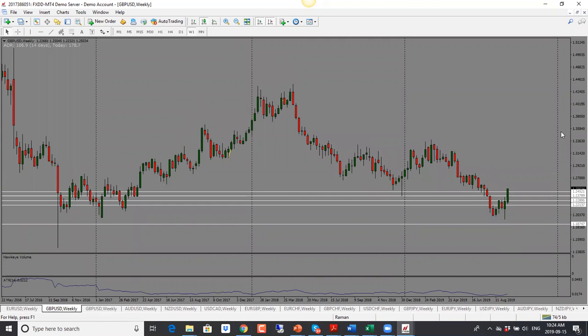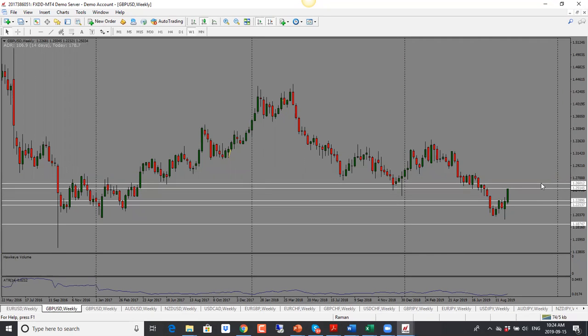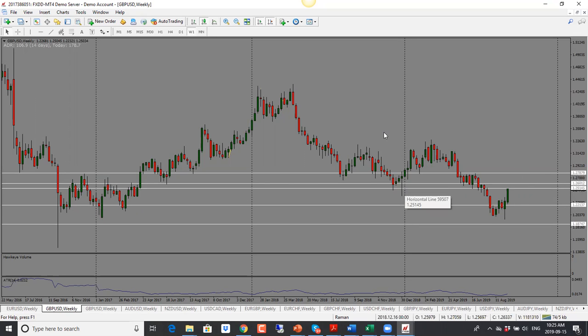Pound dollar here, this one went up quite a bit in the last 2 weeks. Last week we had a bullish candle, so we got that bullish move. This week here, a very, very bullish candle. So we could get a further move to the upside. Bias is bullish here. First target is 1.2600. Second target, 1.2780. So bullish bias here.